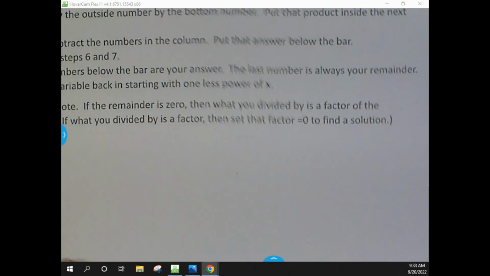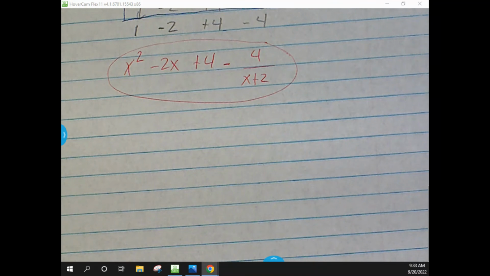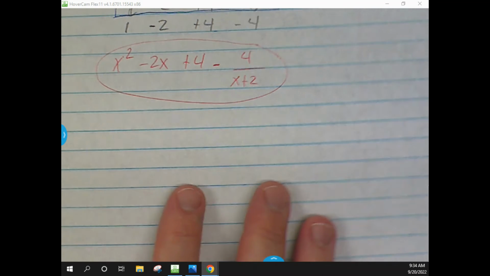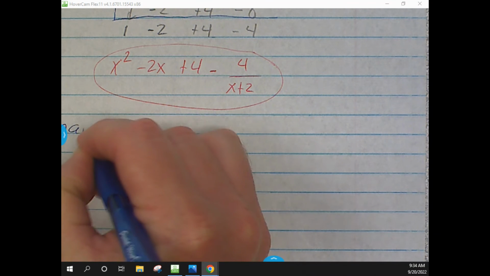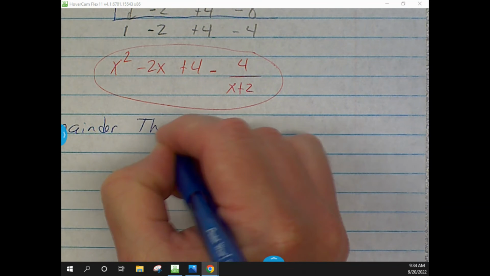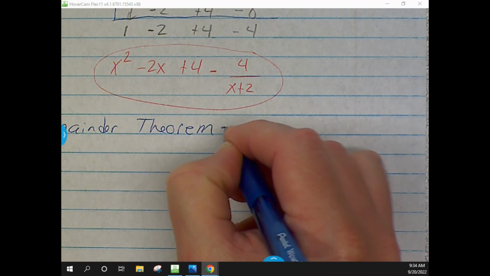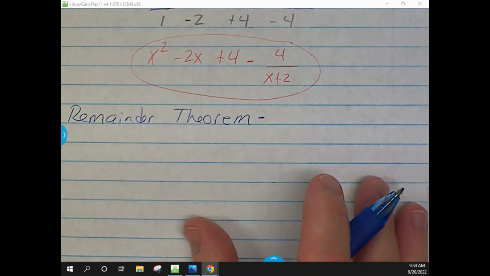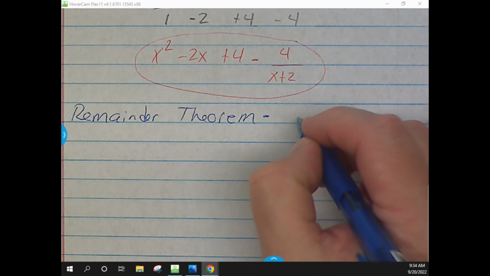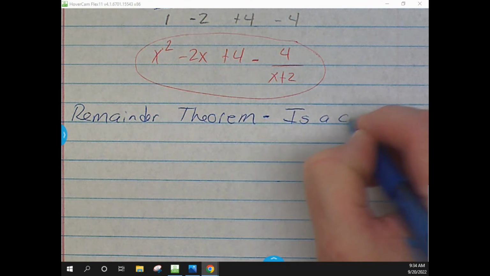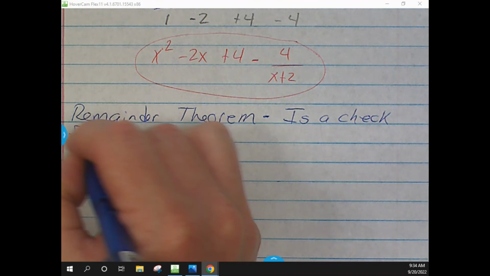So one of the things they talk about, that's basically just the remainder theorem, or the factor theorem, basically says if your remainder is 0, then what you divide it by is a factor, which could also be a solution of it. The only other thing that they throw at you is this. It's the remainder theorem. And the remainder theorem basically just says this: it's a check for synthetic division. Now, it's not the greatest check in the world, but it's a check.